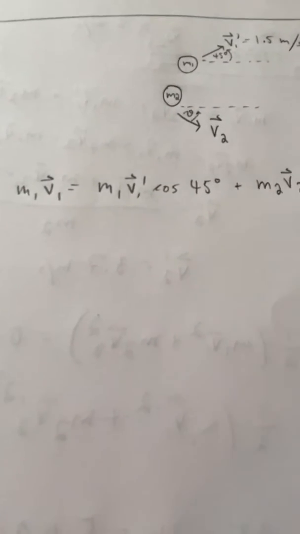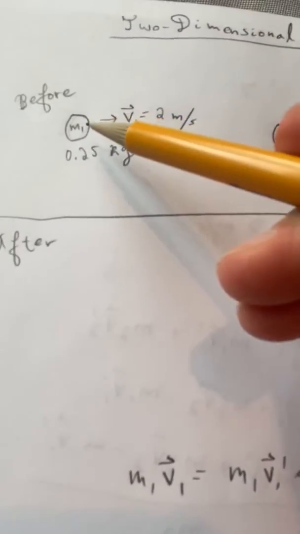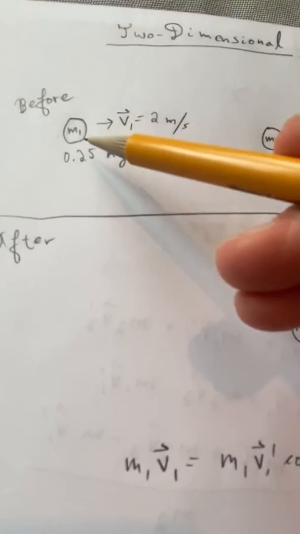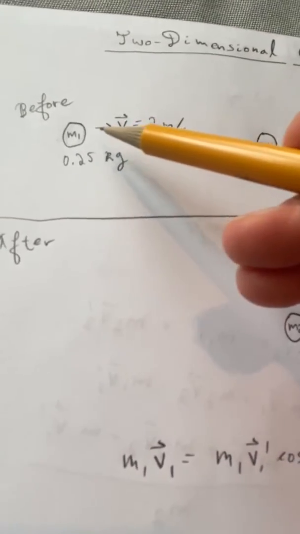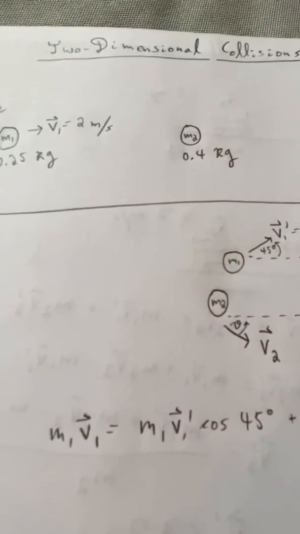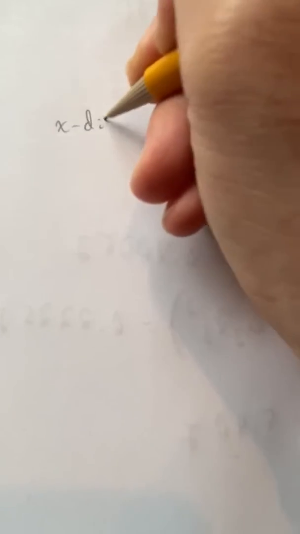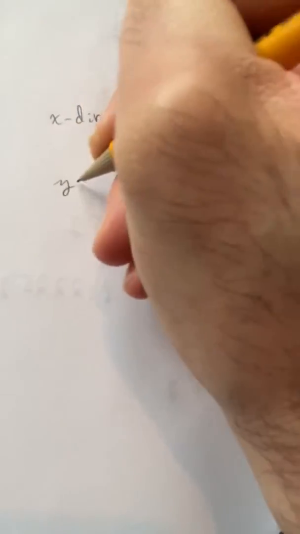We can also think about the momentum in the y direction. Now, this one is actually pretty nice because if we're calling this the x direction, initially this object isn't moving in the y direction at all. Neither is this object because it's at rest. So our initial momentum in the y direction, I'll label this here. So this is the x direction, and here we have the y direction.